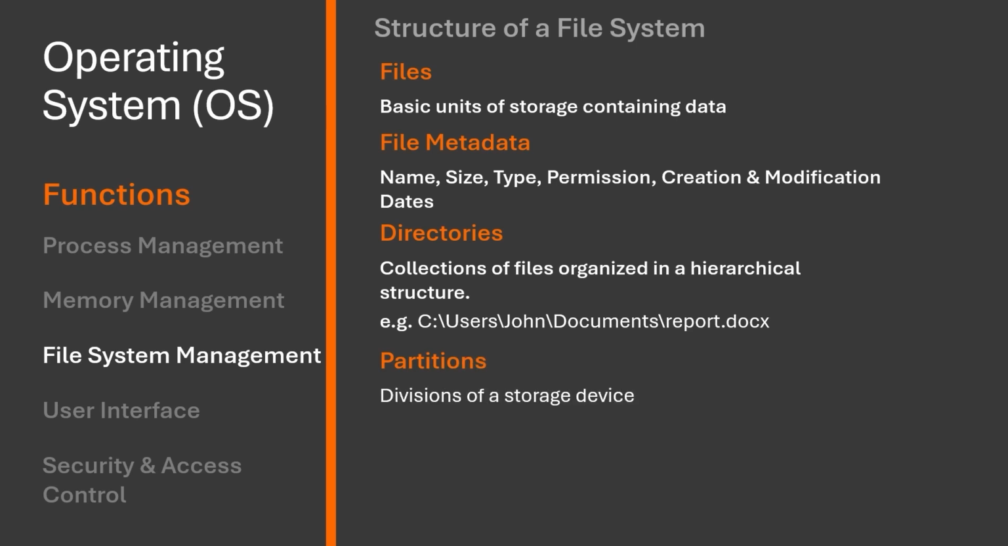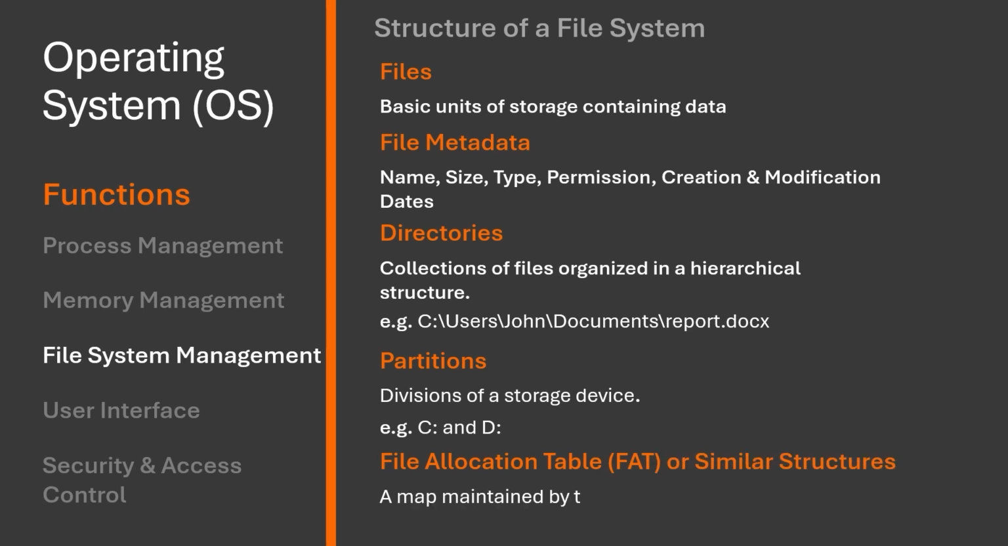Partitions are divisions on a storage device, each acting as an independent logical storage unit. So for example, we commonly have C and D drives on a Windows system, and we have the FAT or similar structures, which is a map maintained by the OS to track where files are stored on the disk. In addition to organizing and storing files, the operating system manages file permissions and access controls, ensuring data security and user privacy. It also handles file operations such as creation, modification, and deletion, and prevents conflicts when multiple processes try to access the same files.